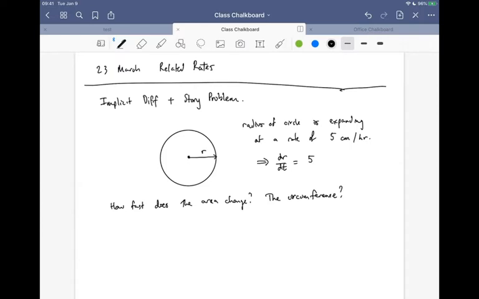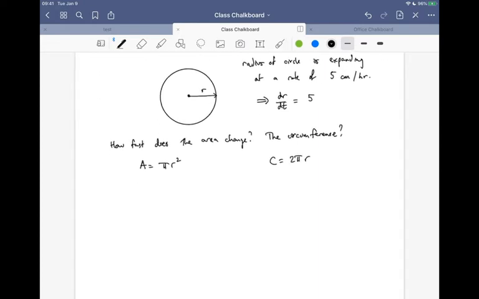The first step for that is, well, what's the area formula of a circle? You guys, of course, remember, right? A equals pi r squared. Okay, so this, or for that matter, the circumference, those two things are our starting equations that tell us how the variables relate together. In this case, the area, the circumference, the radius.